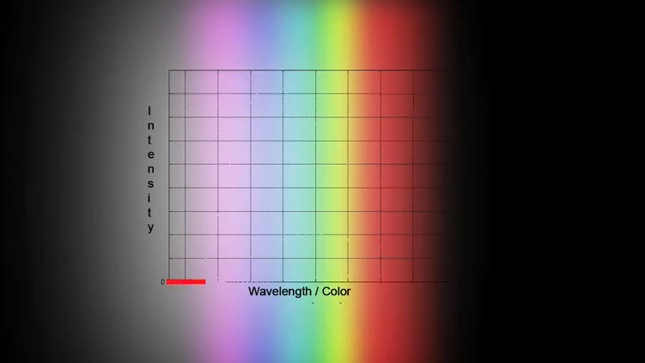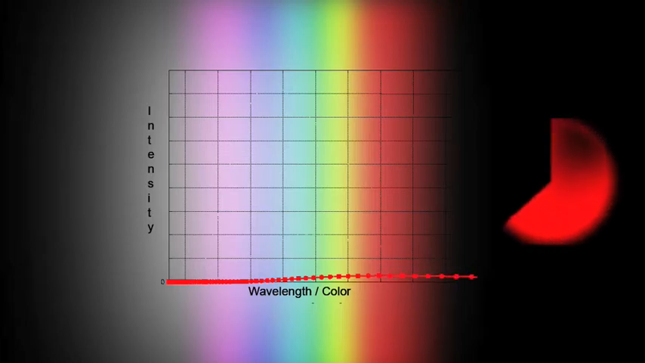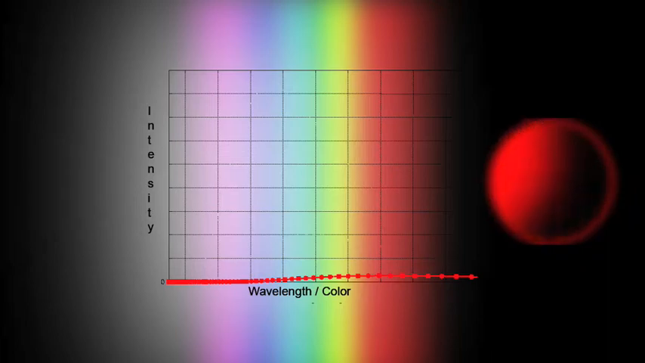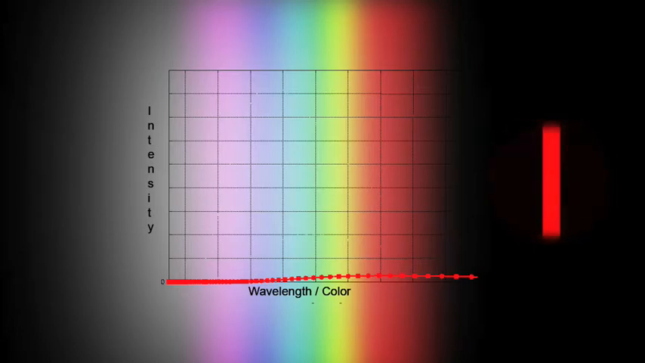This curve shows how much light of each color is emitted by a cool object. As you can see, there isn't much light, and what light there is mostly lies out past the red end of the spectrum, in the infrared. The figure on the right will show the different colors added together as we progress. Right now, only red light is visible.